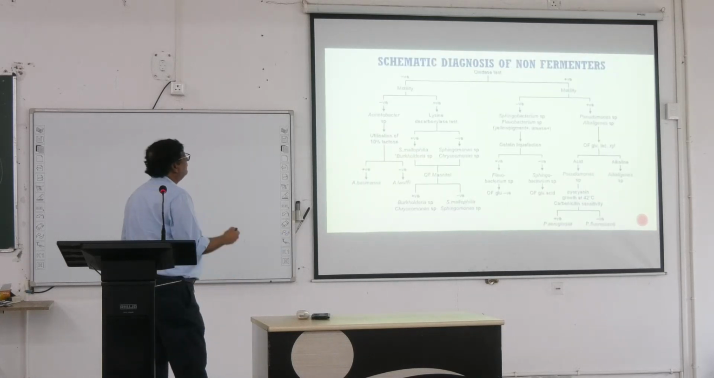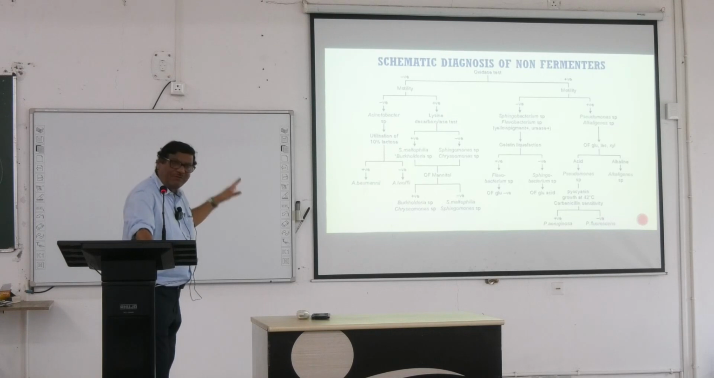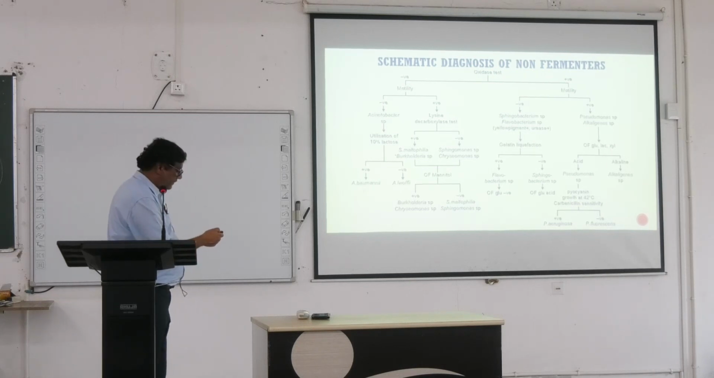The schematic diagram for diagnosis of the non-fermenters: you see these are all oxidase positive or negative, non-lactose fermenters, the group of non-fermenters. But the oxidase test is done. If the oxidase test is positive, go for the motility test. If the motility test is positive, then this is Pseudomonas aeruginosa or Alcaligenes. Now if the motility test is negative, it may be Acinetobacter, and with the help of utilization of 10% lactose, we can identify Acinetobacter baumannii and A. lwoffii.